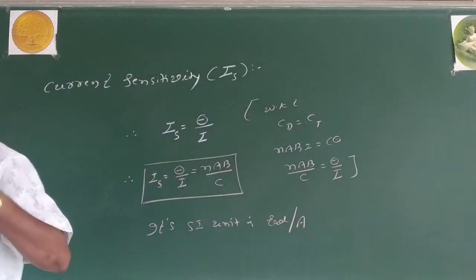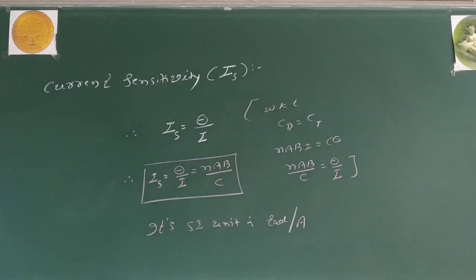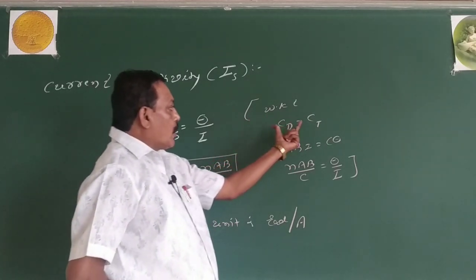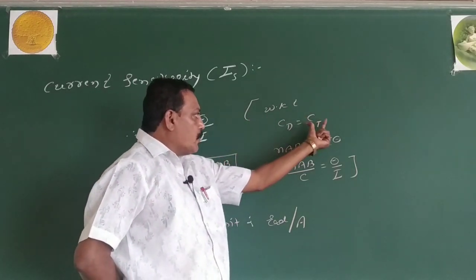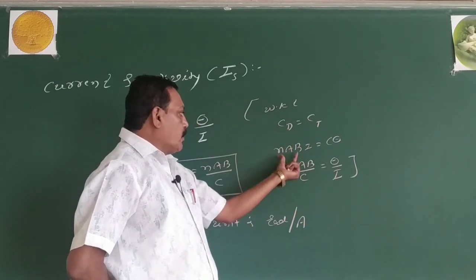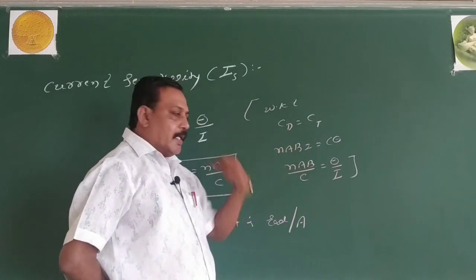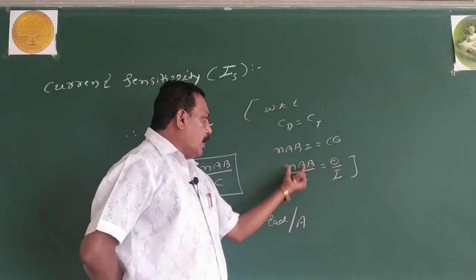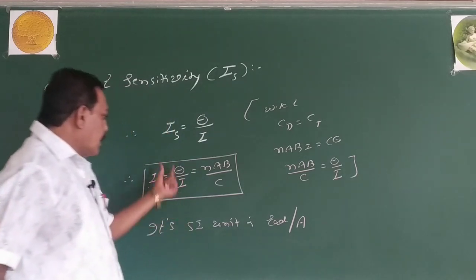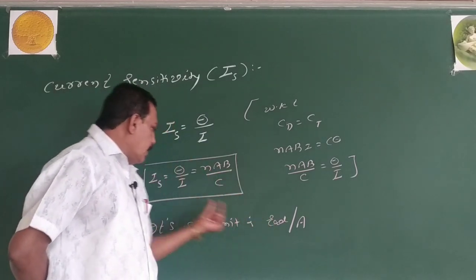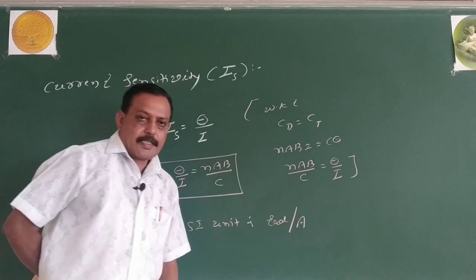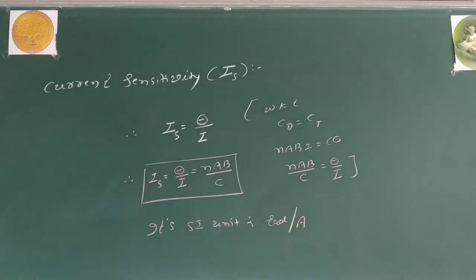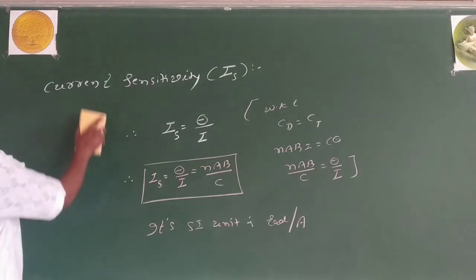To get the equation for theta by I, the current sensitivity, we go for the balancing condition of the moving coil galvanometer. The sum of the clockwise moments is equal to the sum of the anti-clockwise moments. CD equals NABI equals C into theta. I need theta by I, which is NAB by C. Theta is measured in radians and current in amperes, so its SI unit is radian per ampere. This is about current sensitivity. Shall I go for voltage sensitivity?